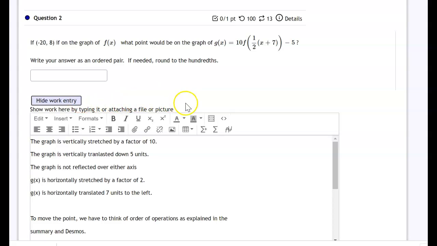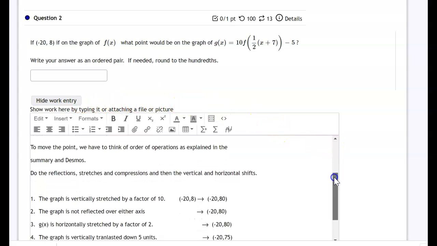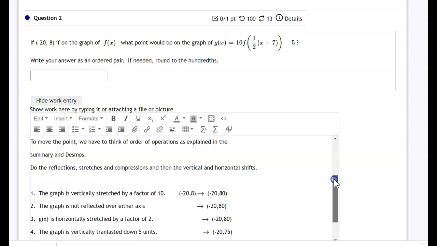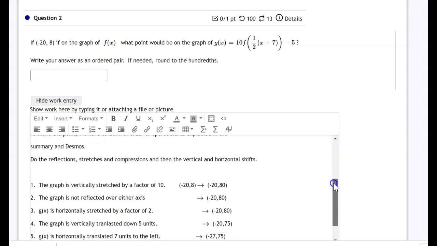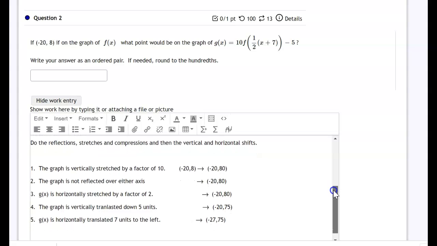If we wanted to move that point, again, we want to use the order of operations. So do the reflections, stretches, and compressions first, as summarized in the Desmos. So that point, -28, if you stretch it by a factor of 10, you get -2080. It doesn't reflect, so I just left that alone. You don't have to say that. Stretch horizontally by a factor of 2.